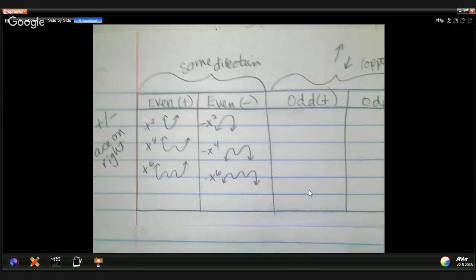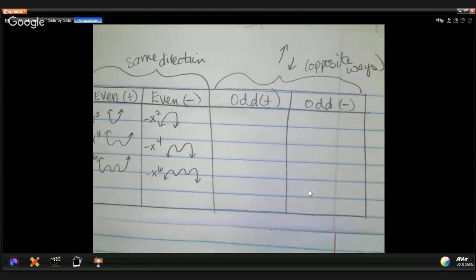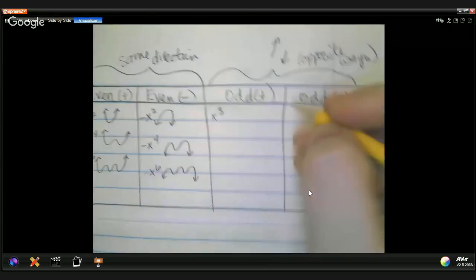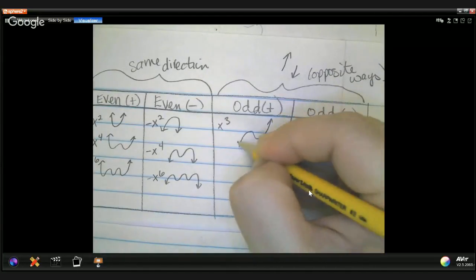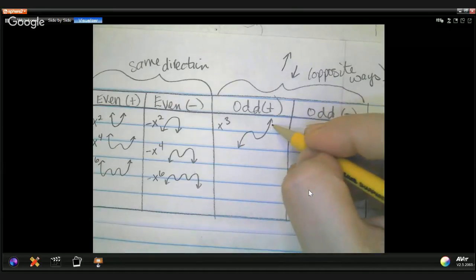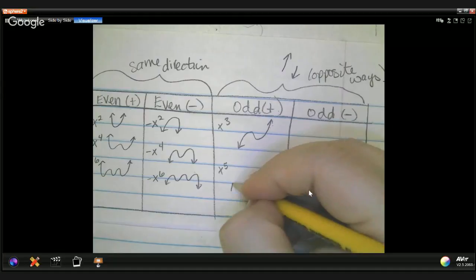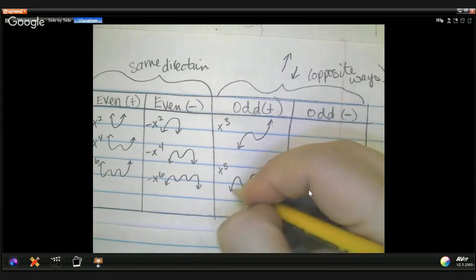Now, when you talk about odd functions, they go opposite ways. One goes up, one goes down. So if I have x to the third and it's positive, it ends going up. So it's where it ends, it has to go up. X to the fifth, same idea. 1, 2, 3, 4, 5. It ends going up.